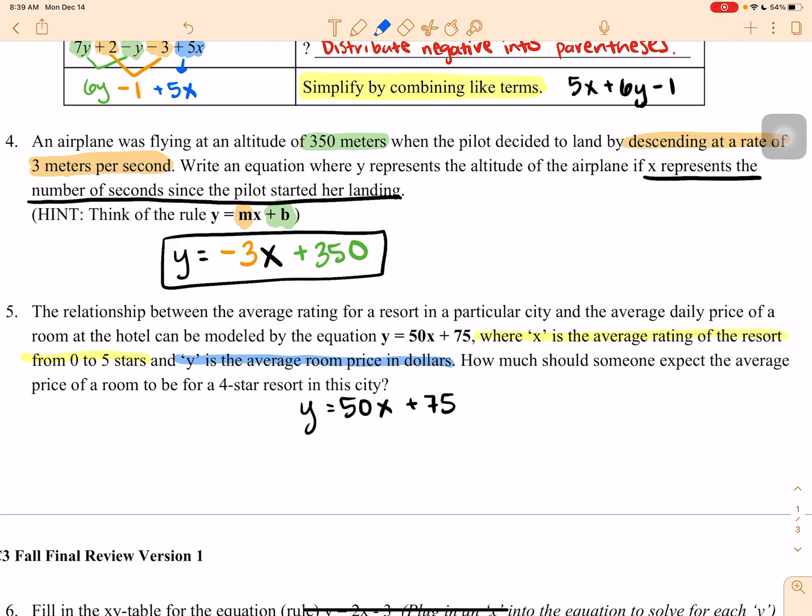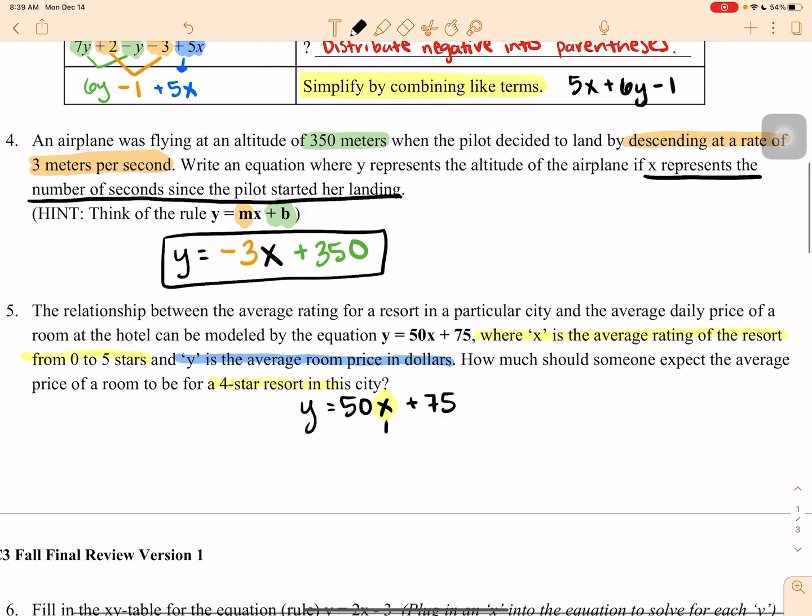So we know that x is the stars, the rating from 0 to 5. It tells us that we have a 4-star resort. So we need to plug in a 4 there. And then we're going to use the equation that represents the cost of a hotel room. So y is the cost, and the equation to determine that is 50x plus 75. We know our x is 4 because this particular hotel is rated at 4 stars.